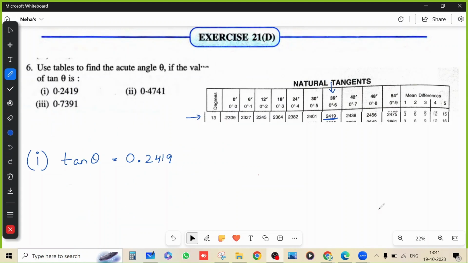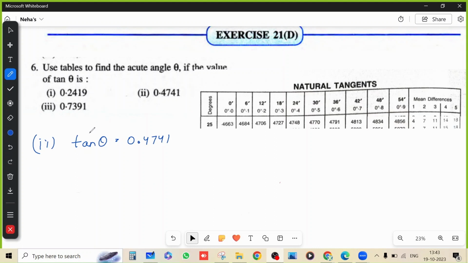Let's now begin with question number 6. So you can see in the natural tangent table, in the row 13 degrees, under the column 36 minute, the value is the perfect match. This is tan theta is given as tan 13 degree 36 minute. Therefore, the value of theta is equal to 13 degree 36 minutes.